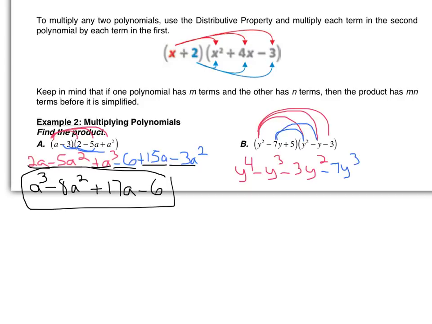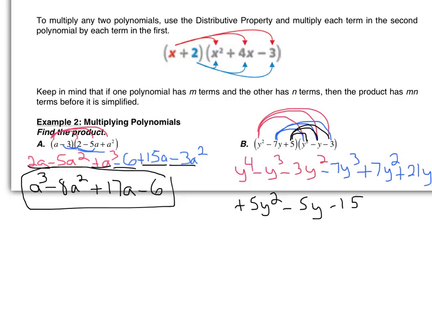Negative 7 times negative y, so we have negative times negative is a positive. 7y times y is y squared. And then negative 7y times negative 3, negative times negative is a positive. 7 times 3 is 21y. And then I have my third term, so 5 times y squared is plus 5y squared. 5 times negative 5 is negative 5y. And 5 times negative 3 is minus 15.